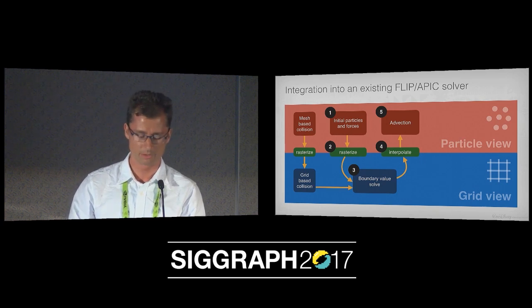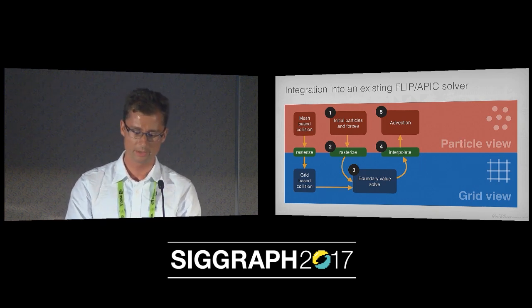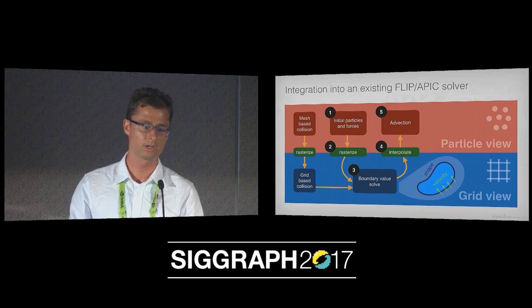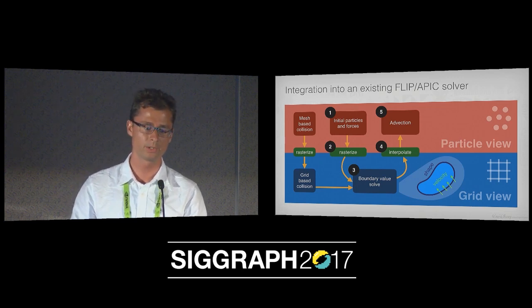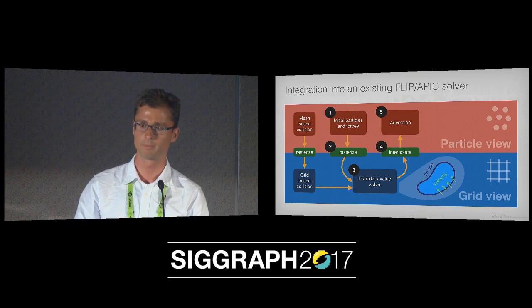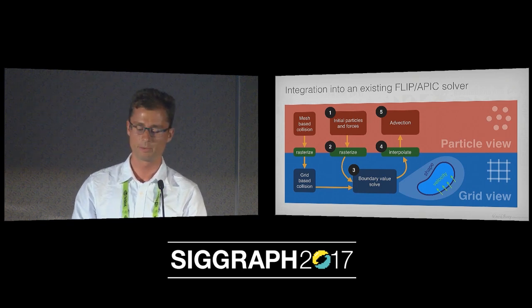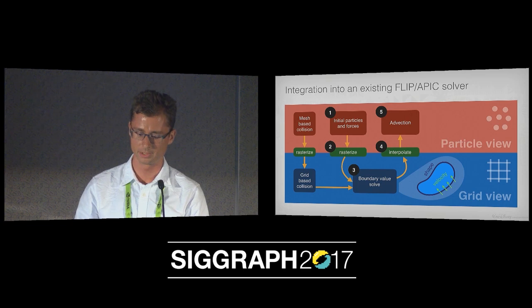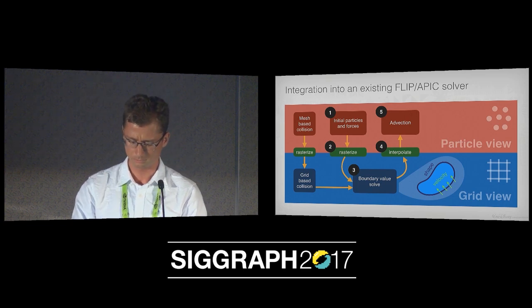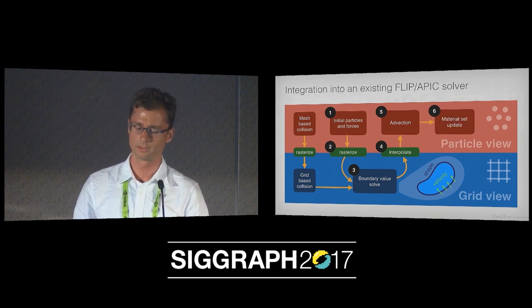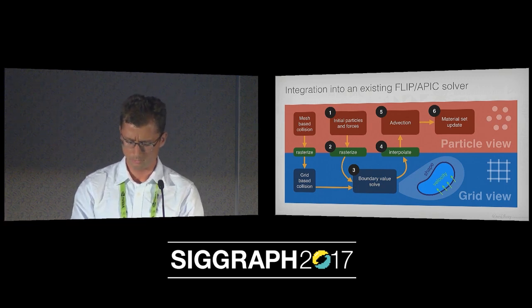And that goes into the boundary value solve. So the way it affects the boundary value solve is the following. Typically, you have some region occupied with the fluid. Then the shape of the collision object would dictate whether the boundary conditions get enforced. And the boundary conditions themselves are determined by the velocity of that collision object. Finally, if you want to insert particles or remove them, you would perform a material set update step.